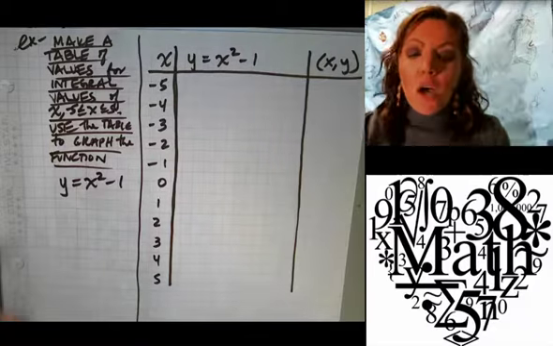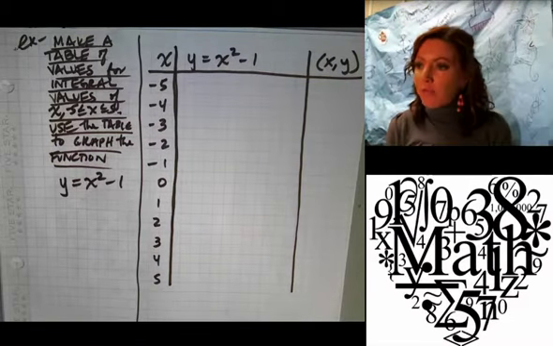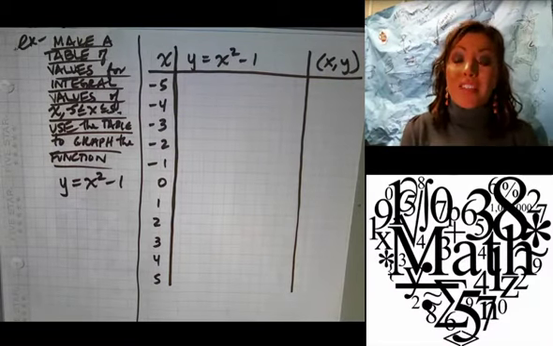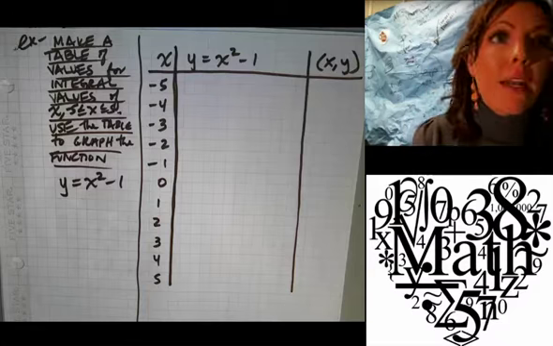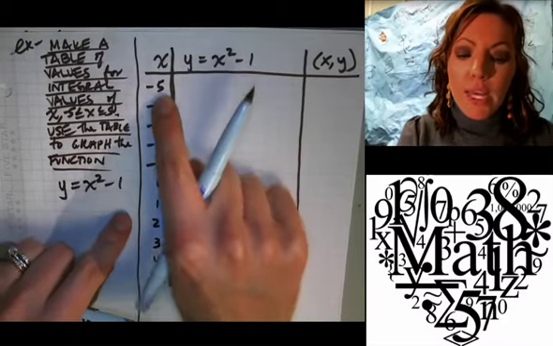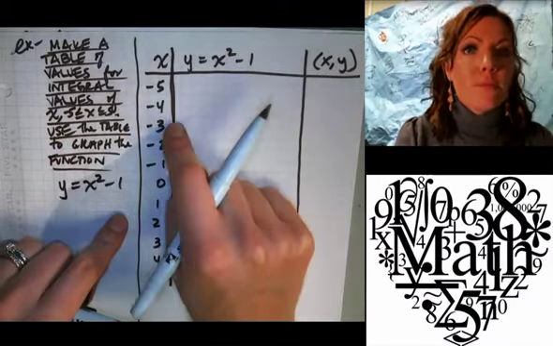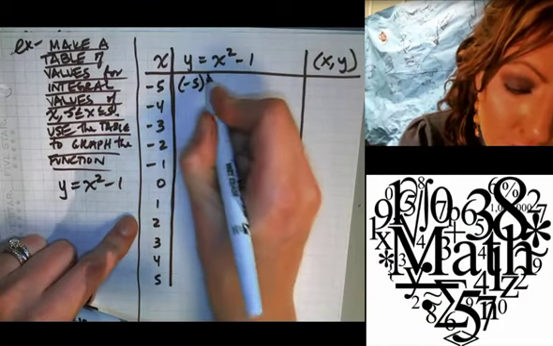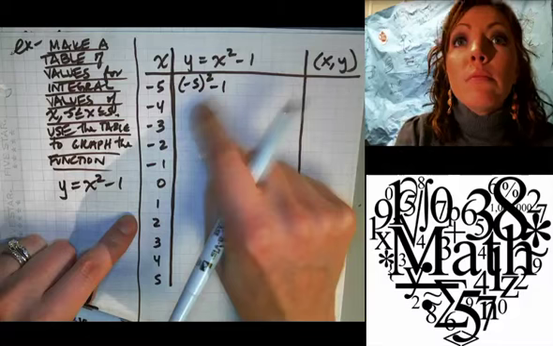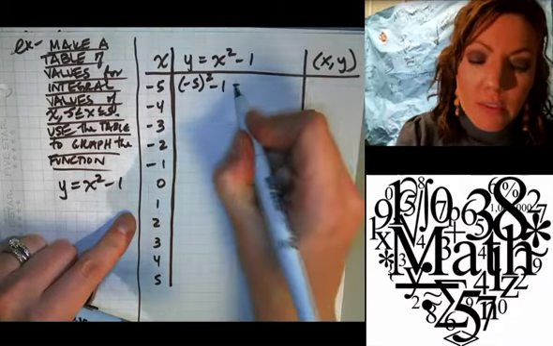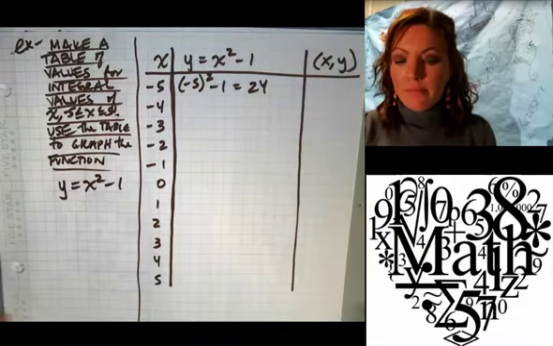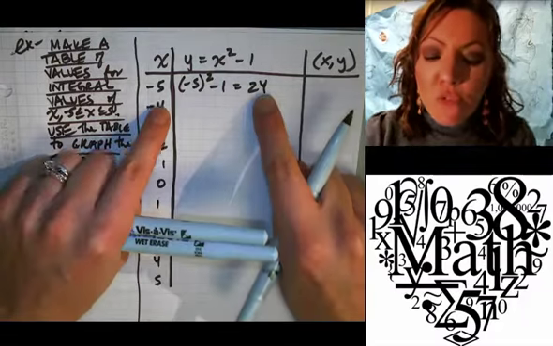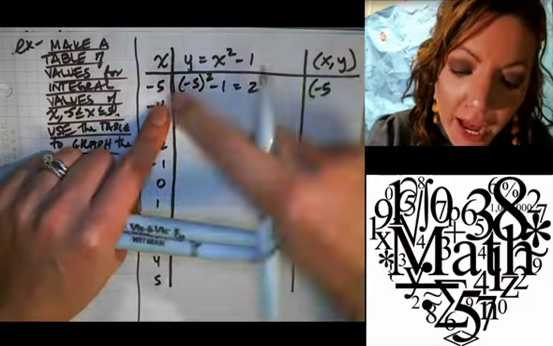Okay, so in the very first one, we have quite a few numbers to plug in. In the first one, what are we plugging in for x into this function? Stacy? -5. So -5 squared is what? And 25 minus 1 is? 24. Everybody give it up for Stacy. So the first coordinate is -5, 24.